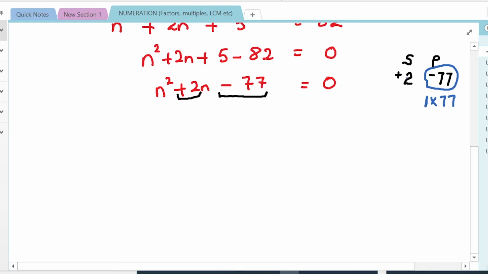But if we add them, does it give us positive 2? No. Then, 2 is not divisible by 77, 3 is not divisible by 77, 4 is not divisible by 77, 5 is not divisible by 77, 6 is not divisible by 77, then 7 is divisible by 77, so we have 7 times 11. 8 is not divisible by 77, we get to 9, 9 is not divisible by 77, then we get to 10, 10 is not, then 11.